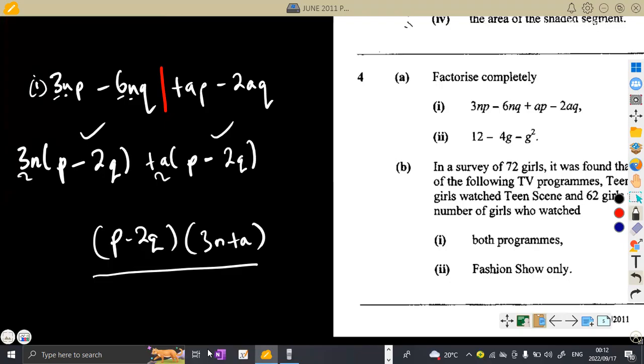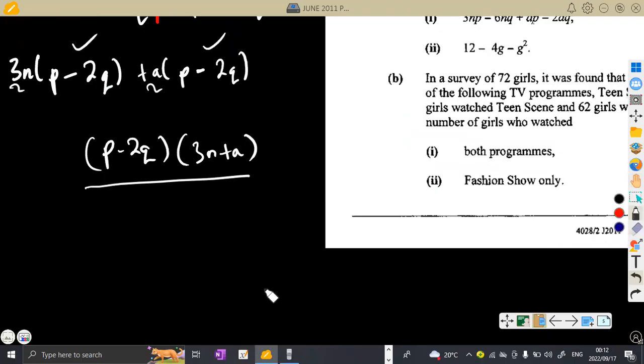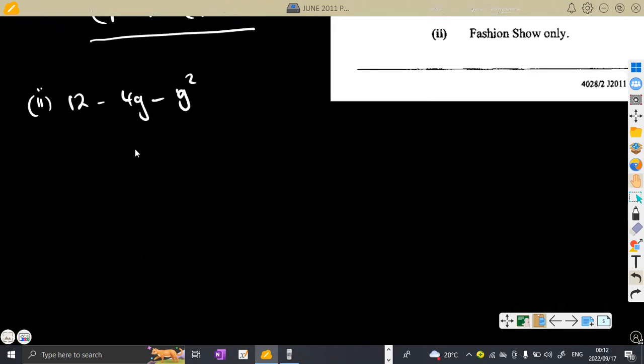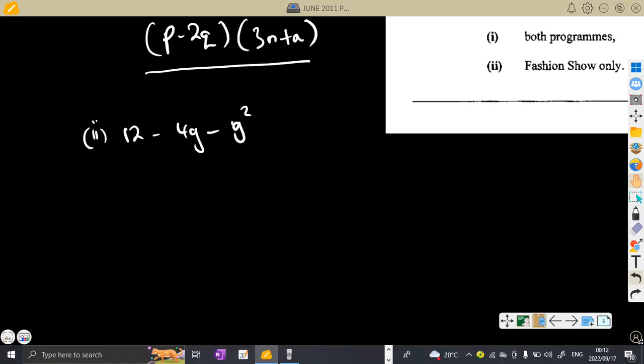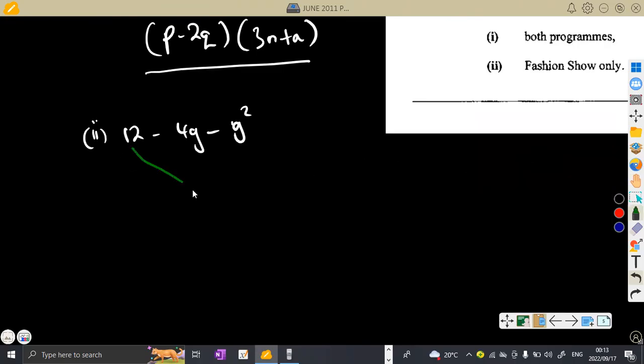All right, so let us move on to the other part. 12 minus 4G minus G squared. Okay, so let us have it here. So we are given 12 minus 4G minus G squared. Okay, so in order for us to factorize this time, we can see that the coefficient of G squared here is not 1, it's a negative. So which means we have to apply the longer way of factorization. We have to multiply the first term and the last term. So I'm just going to take this part here, multiply the first term to the last term, that is 12 and minus G squared.